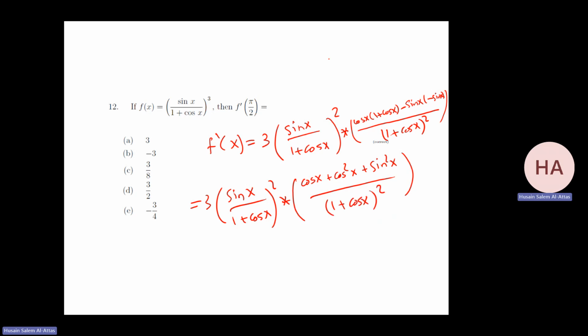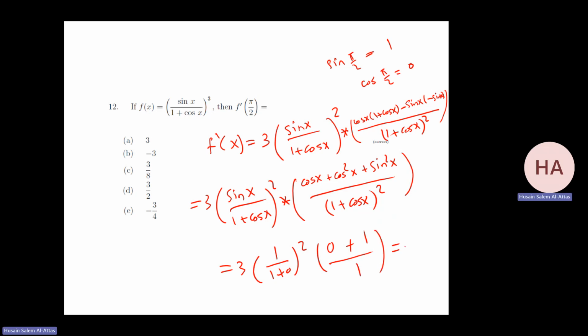I need it at pi over 2. I know sine pi over 2 is 1. Cosine pi over 2 is 0. So this is 3 times 1 over 1 plus 0 squared. Here I have 0 plus 1 over 1. So the answer is 3. Which is this?